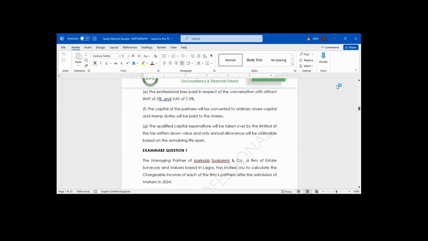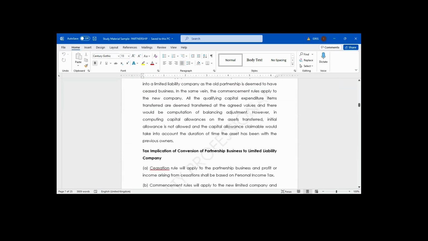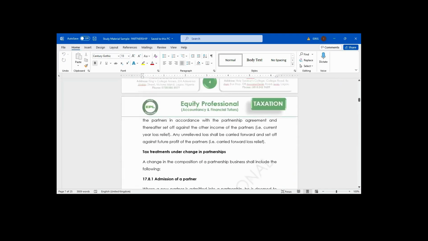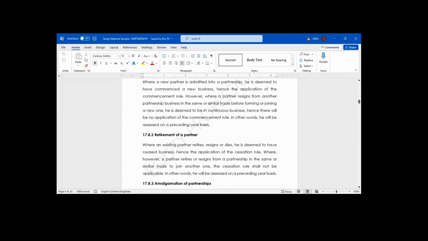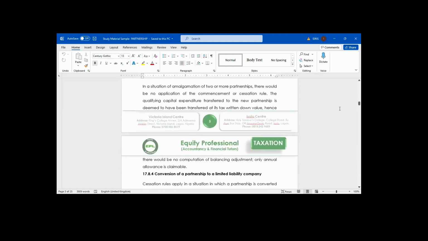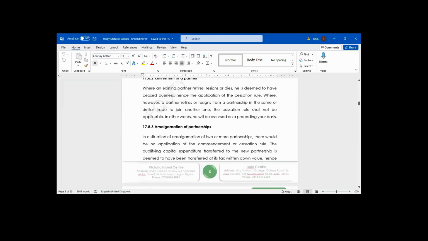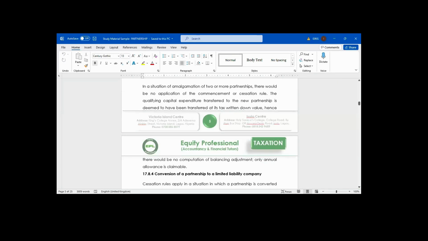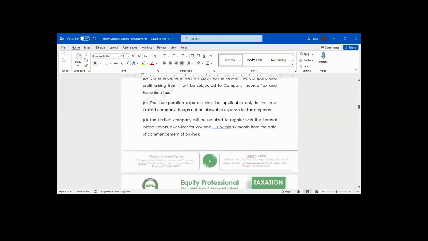We have looked at the changes. Number one, admission of a new partner. Number two, retirement of a partner. Number three, amalgamation of a partnership. Number four, conversion of a partnership business to a limited liability company. Number five is when there is no change, a going concern partnership. How do we treat it? That means we are going to apply the preceding year basis.